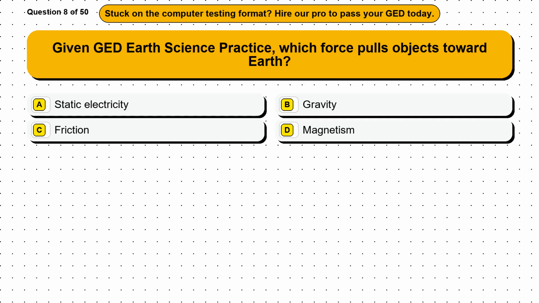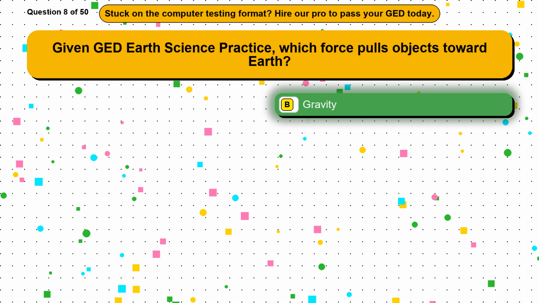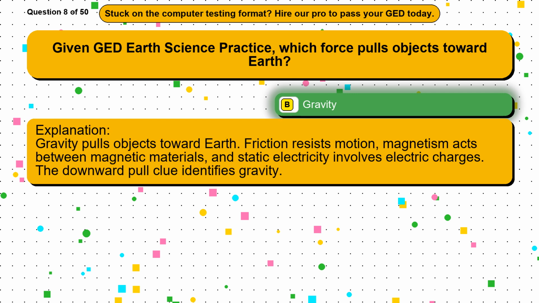Question 8. Given GED Earth Science Practice, which force pulls objects toward Earth? Option A, static electricity. Option B, gravity. Option C, friction. Option D, magnetism. The correct answer is option B. Gravity. Gravity pulls objects toward Earth. Friction resists motion, magnetism acts between magnetic materials, and static electricity involves electric charges. The downward pull clue identifies gravity.